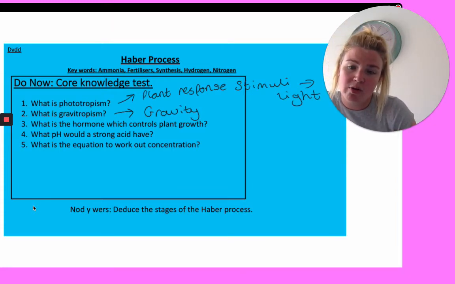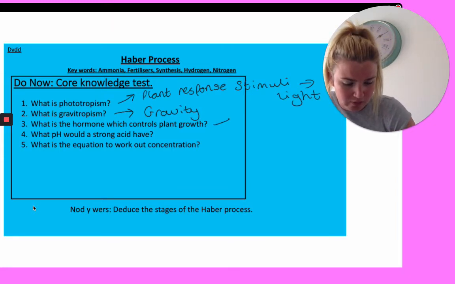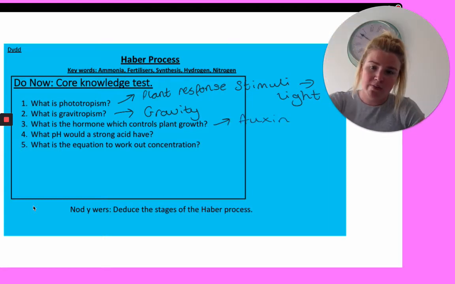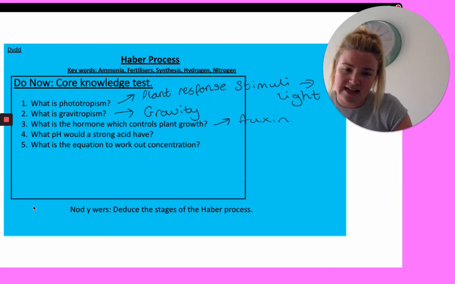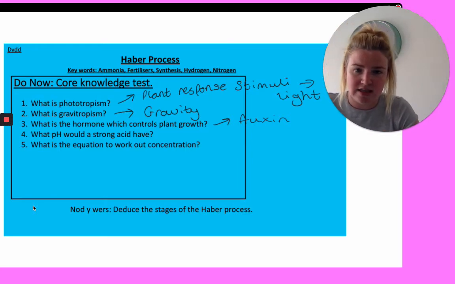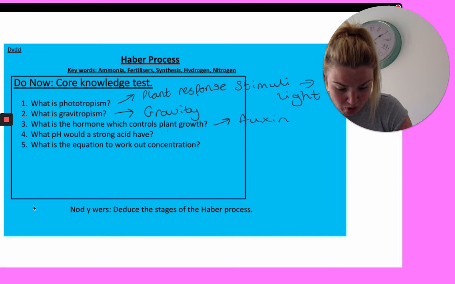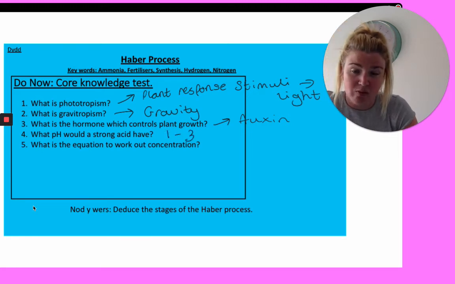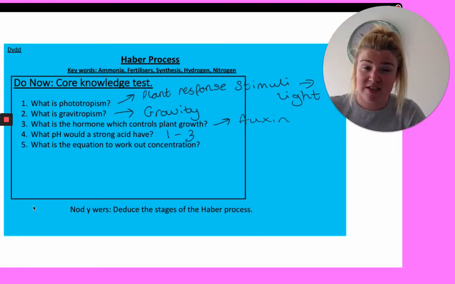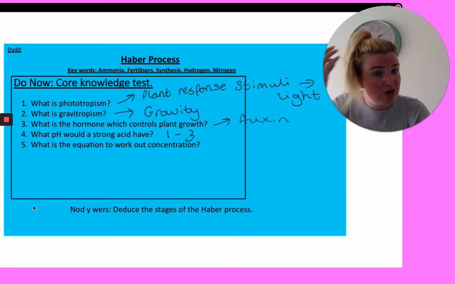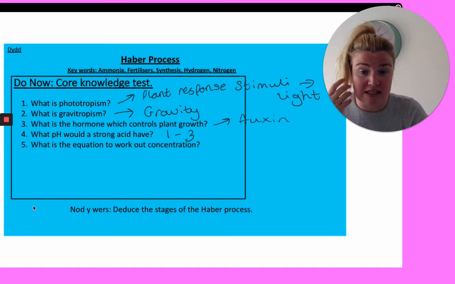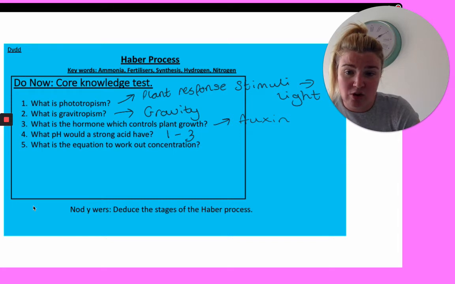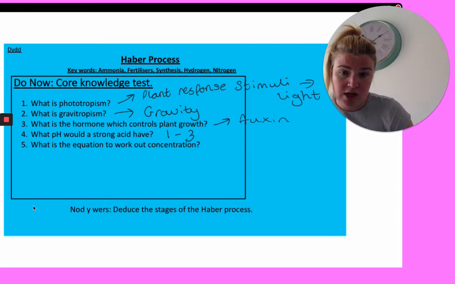What is the hormone which controls plant growth? That's auxin. What pH would a strong acid have? A strong acid would have a pH of 1 to 3 normally, 1 being the strongest. Sometimes you even see 0. It's not something we use massively, but you might even see pH 0, okay?